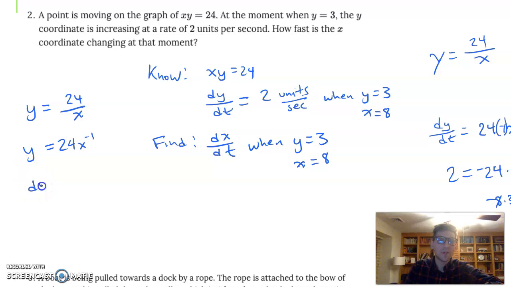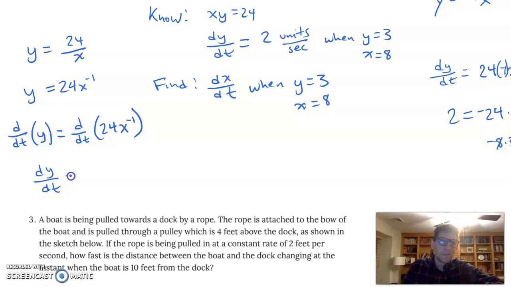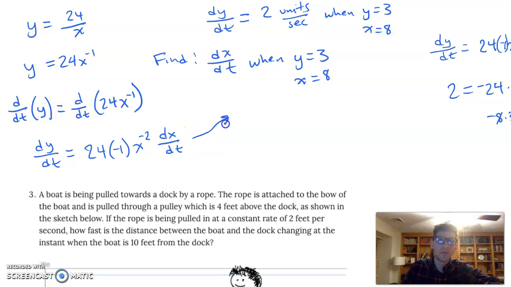So my left side, once I derive, let me be more thorough here. I'm going to take the derivative with respect to t of y, and the derivative with respect to t of the right side too. Here I'll just get dy/dt. Here I could put the 24 constant in front. I would derive this to get negative 1 times x to the negative second, then chain rule it, dx/dt. So I could smush some of this together, let me switch colors. So dy/dt equals negative 24 over x squared times dx/dt.